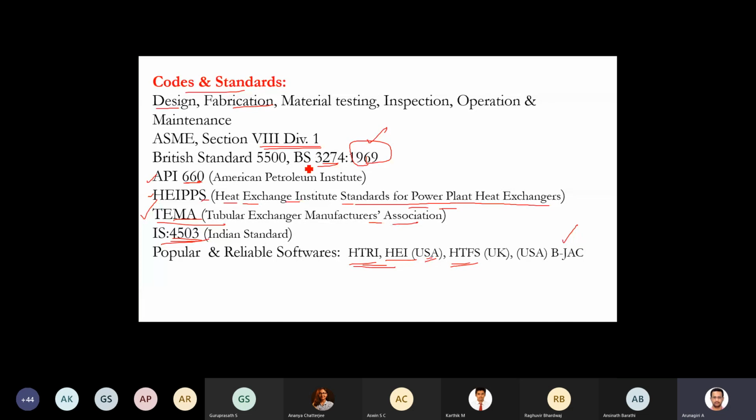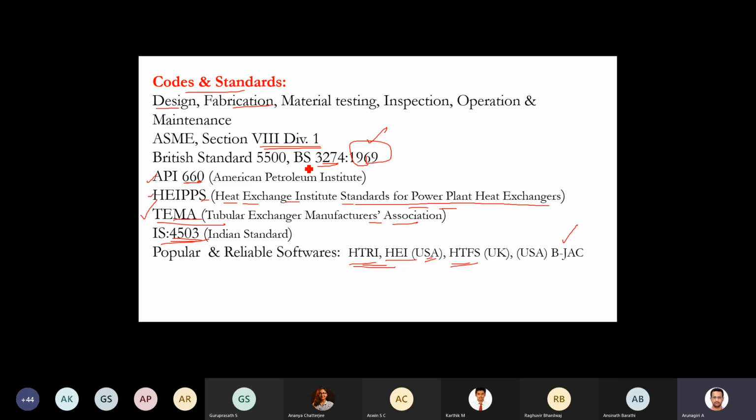Codes and standards give the idea about design, fabrication and material testing. Design means it will say what the design methods are, the Kern method, or the Bell-Delaware method. The University of Delaware has contributed a lot to the design of cylinder heat exchangers.